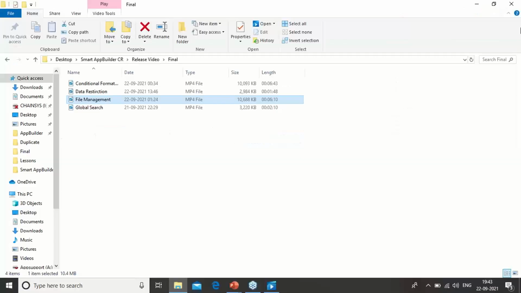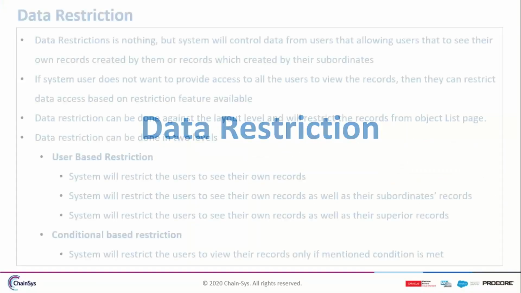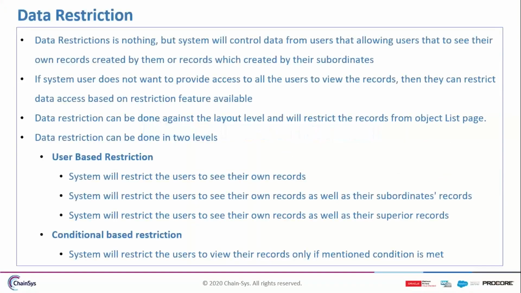Next, we will look into data restriction. Data restriction means the system will control data from users, allowing users to see their own records or records created by their subordinates or supervisors. If the system user does not want to provide access to all users to view the records, then they can restrict data access based on the restriction feature available. Data restriction can be done against the layout level and will restrict the records from the object list page.